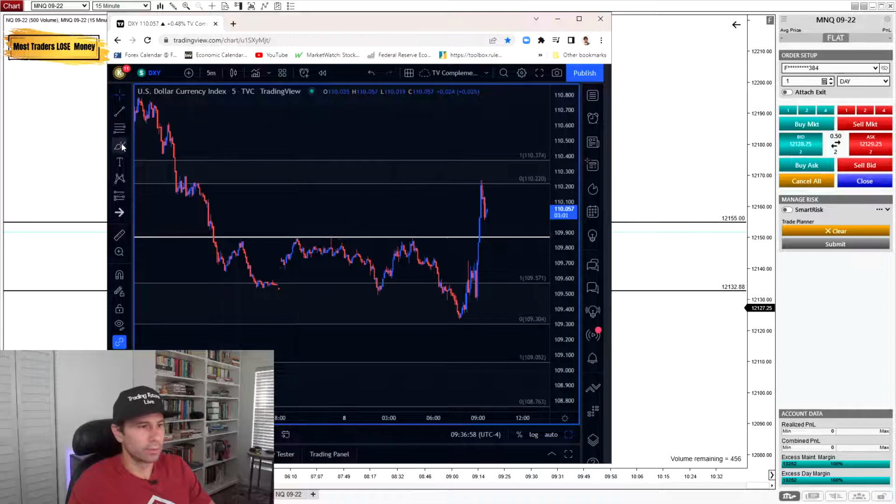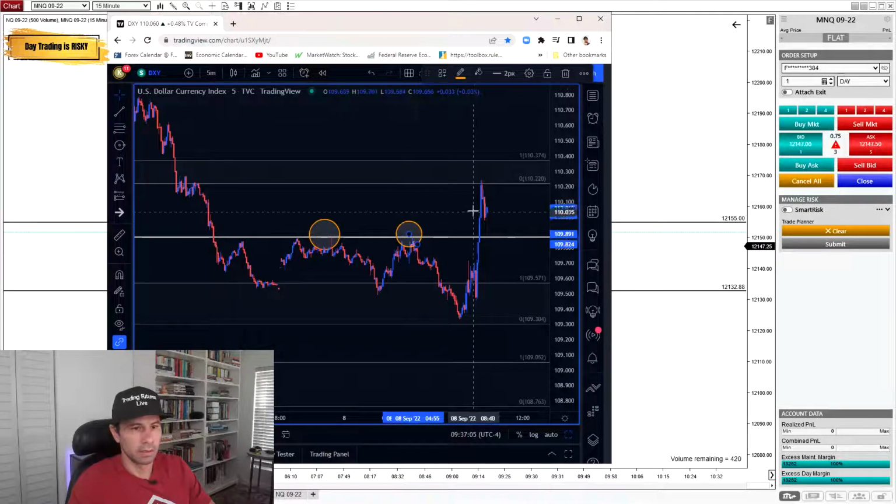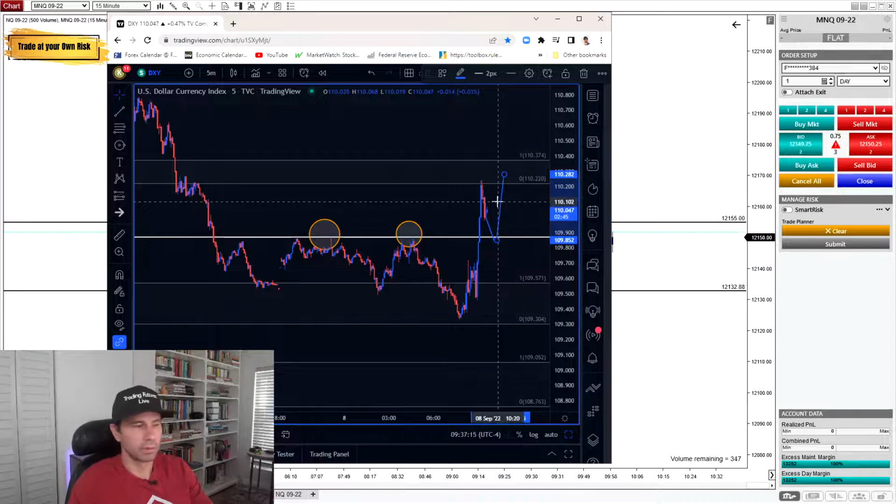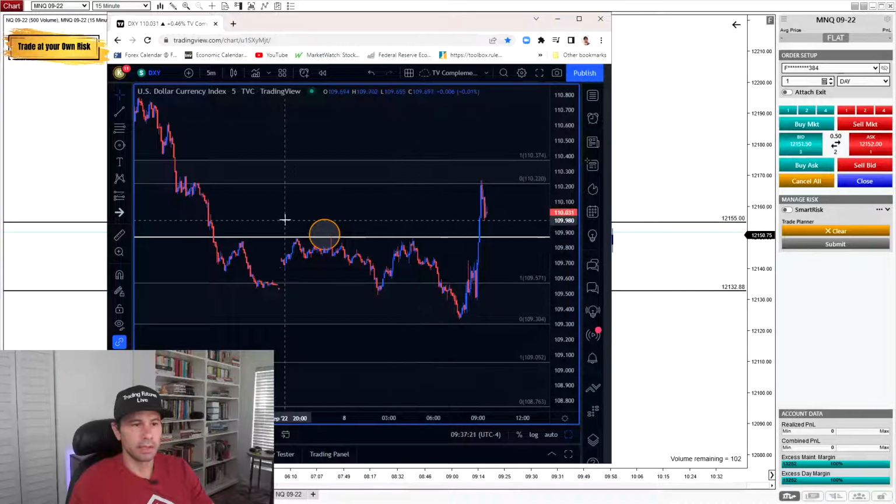So now these pivots come into play. I want the dollar to come back down here to take a nice short. Remember, the overall trend on the dollar is up. The daily trend on the equity markets is down. So that's a good correlation that we apply here.